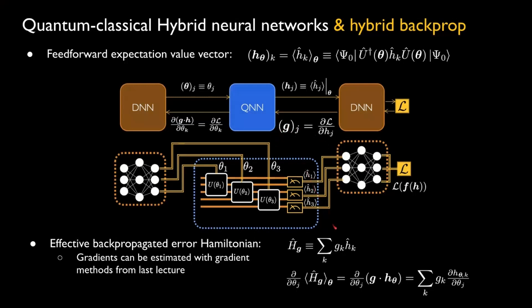From this backpropagated gradient, this G vector, let's call it Mr. G, the gradient. If I take a dot product between this G vector, this gradient, and these Hamiltonians, in a sense, I'm getting a first order approximation to the operator form of this loss function here.